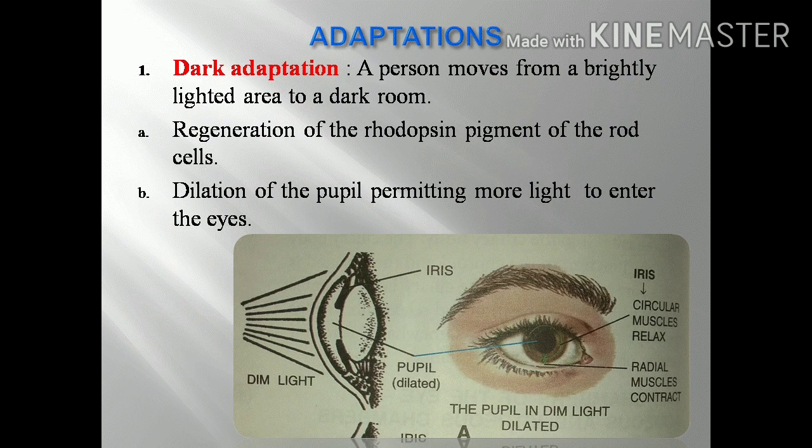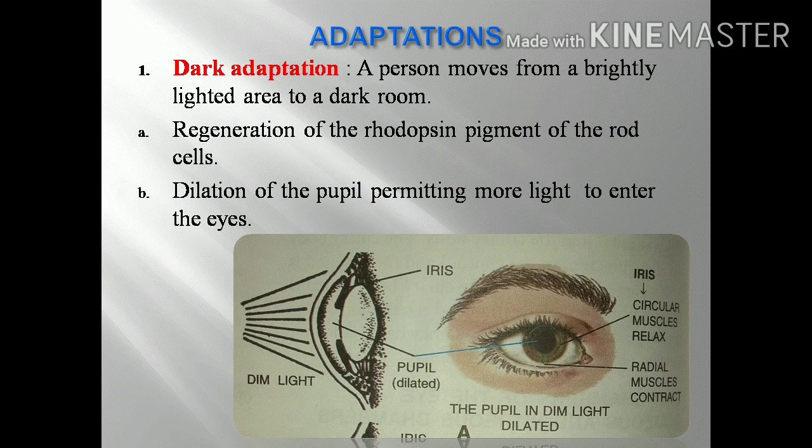So in that short time, we cannot see the objects which are present in that room. After regeneration of rhodopsin pigment, we can see the objects present in that dark room. You might have experienced, especially in summer season, if you suddenly enter from outside to inside the home, you can see only black. You cannot see anything inside the home. So this is the reason.